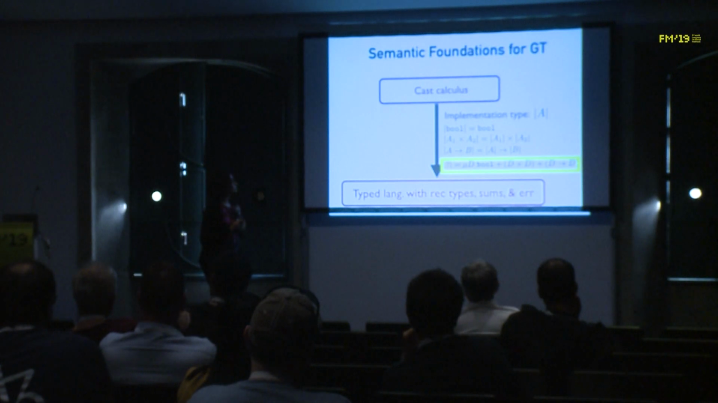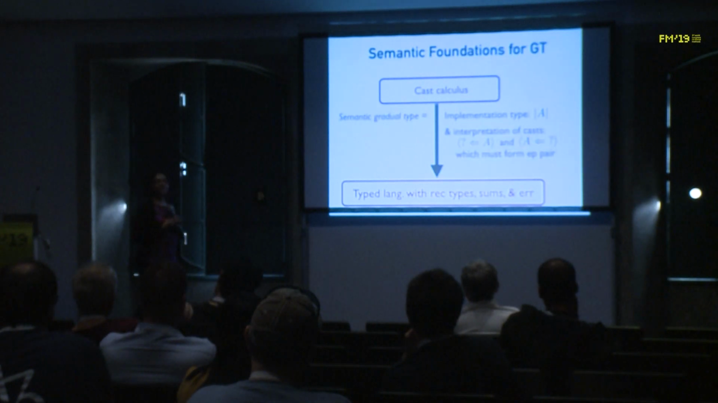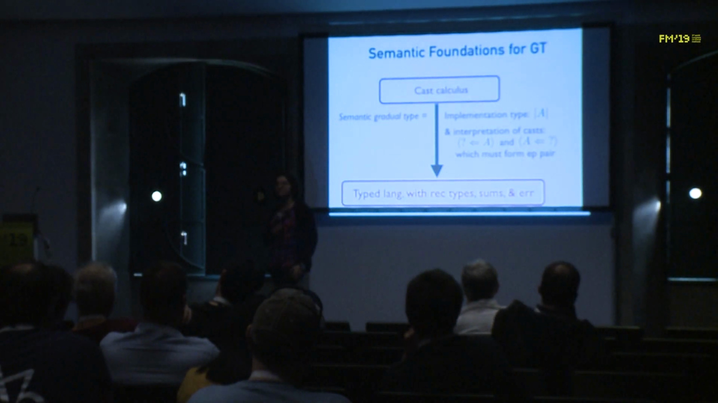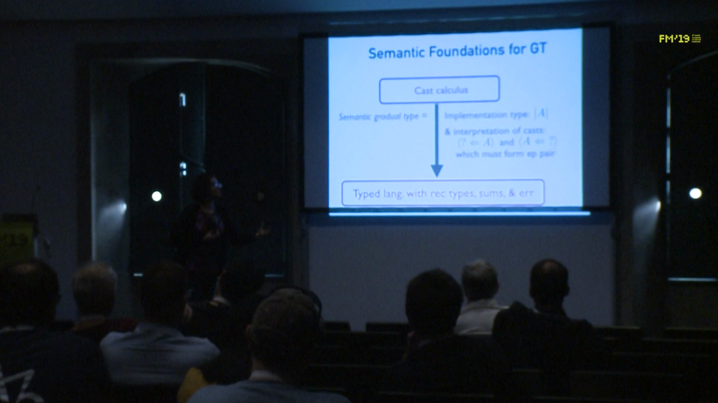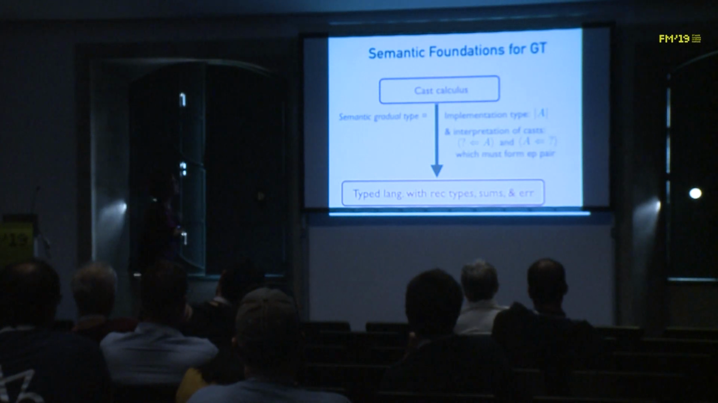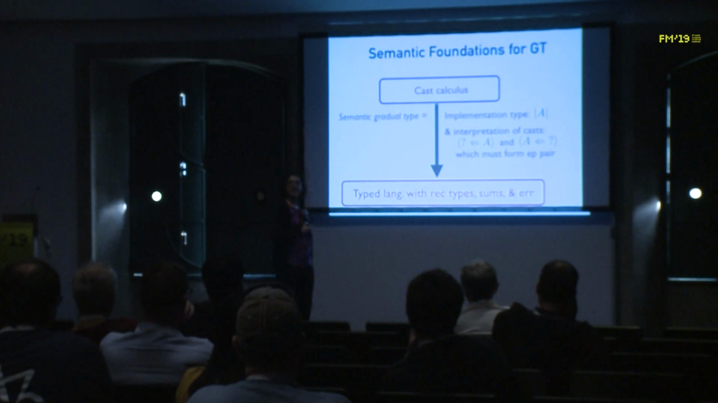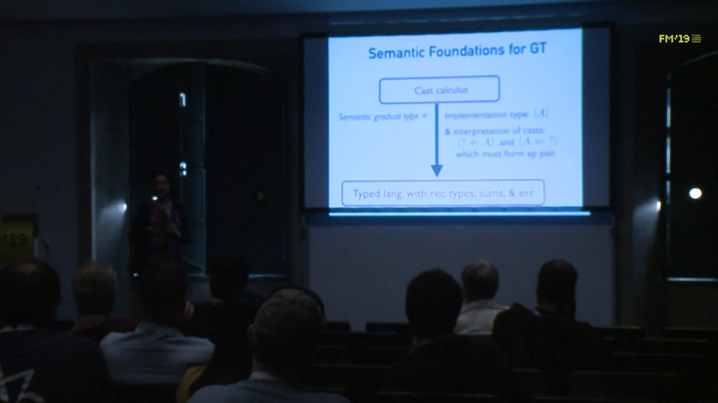Okay, so after I have my implementation type, a semantic gradual type isn't just an implementation of the type A. It is also some sort of interpretation of casts. So as part of the meaning, the semantics of a gradual type, I want to give an interpretation of casts from the type A into dynamic and from dynamic into A. But these casts have to be such that they form something called an EP pair, or embedding-projection pair. So let's take a look at what that is.